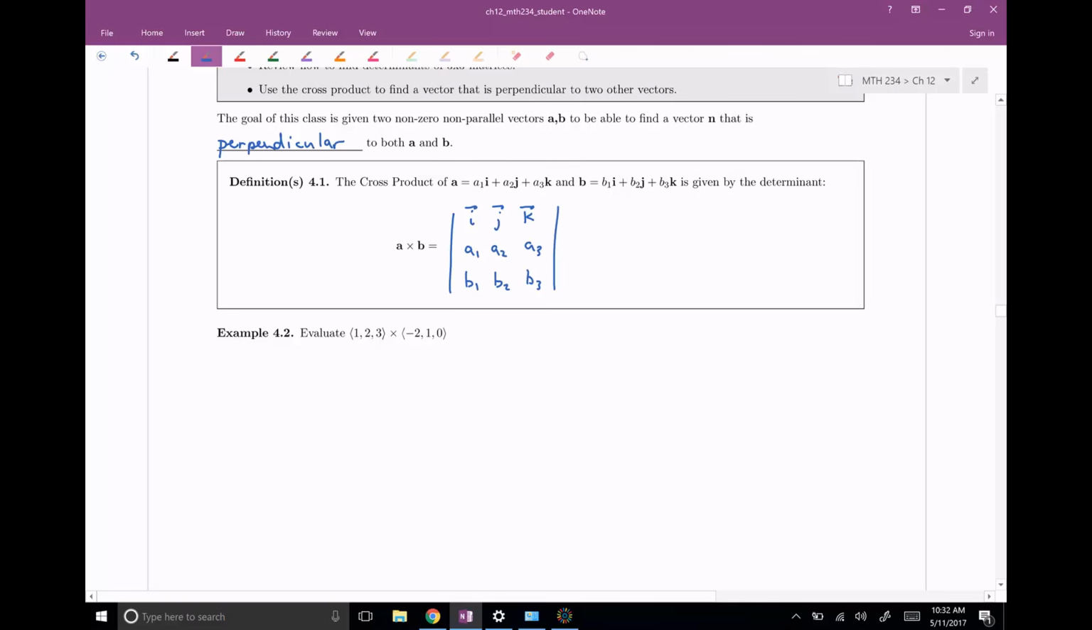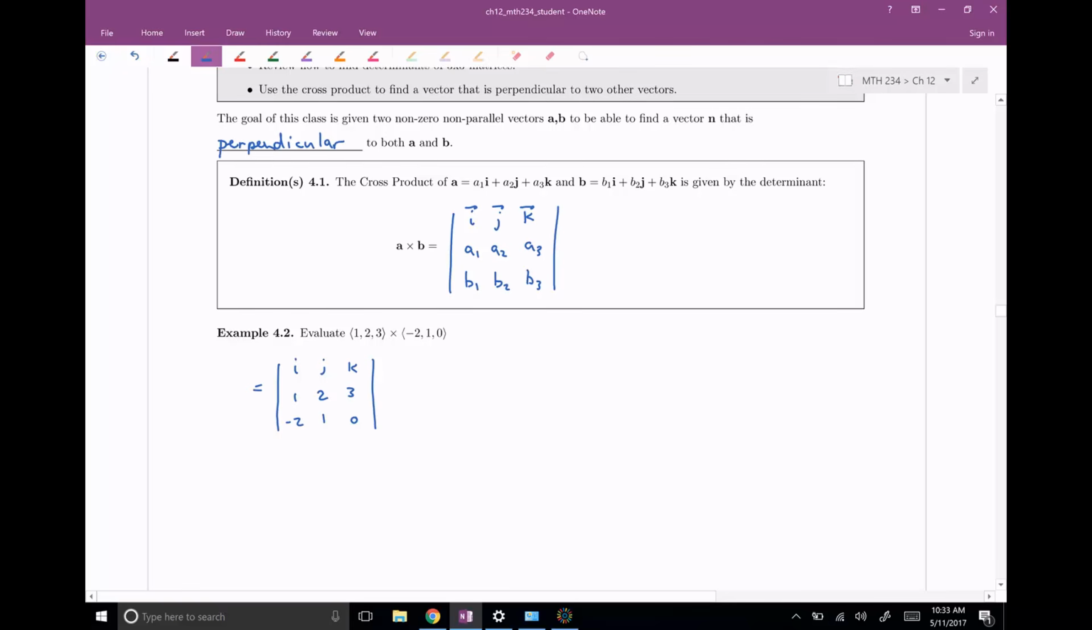If I was to set this up using this definition, this would be equal to this determinant of the 3 by 3 matrix. In the first row, we have the I, J, K. Again, these are standard unit vectors. And then we'd have 1, 2, 3, that's my A, the thing that comes first in the cross product. And then the thing that comes second is -2, 1, 0. So I need to figure out the determinant of this matrix.